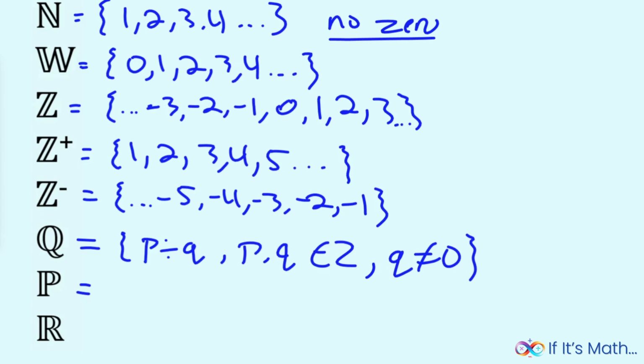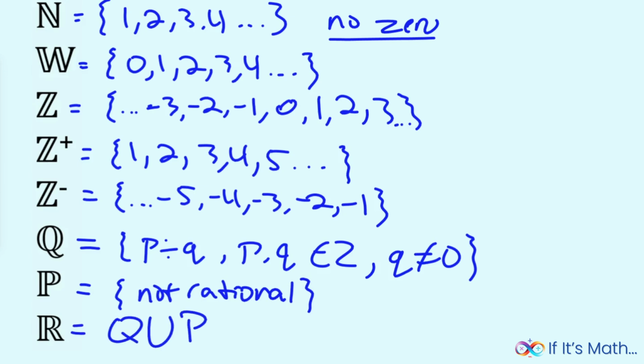So our irrationals, so this is all numbers that are not rational. Like, there's really no better way to write it. So not rational. And then when we had our real numbers, remember this was our rationals and our irrationals together. So that's really all there is to those number sets.